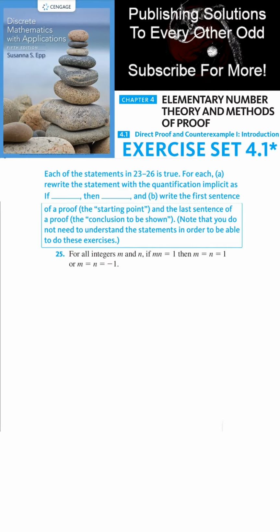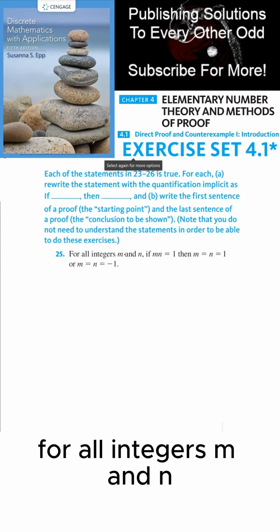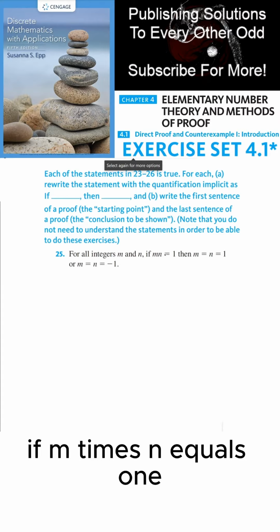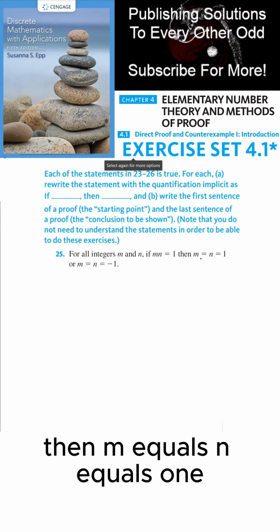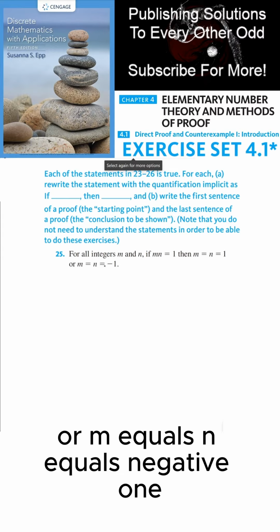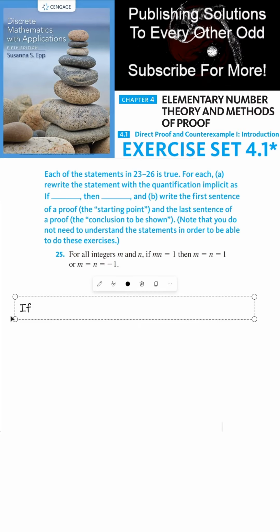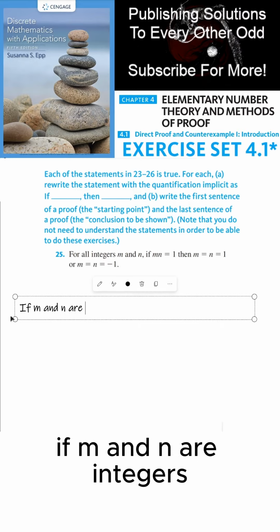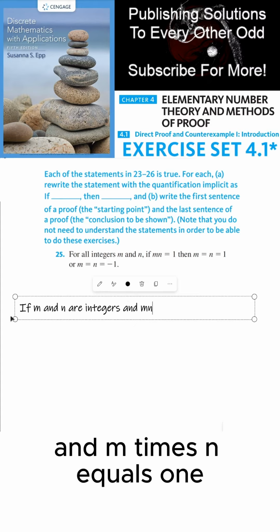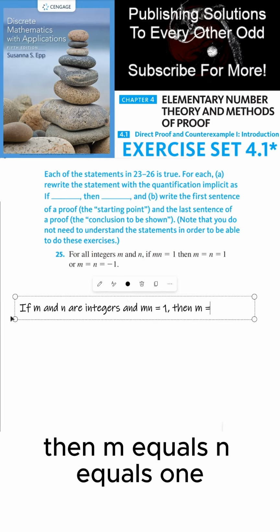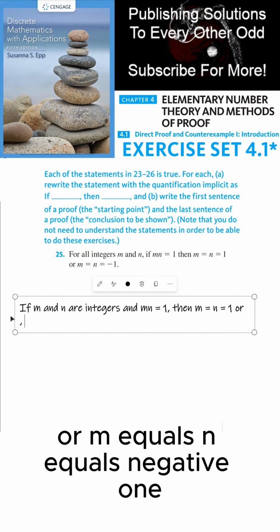these exercises. So the statement is, for all integers m and n, if m times n equals 1, then m equals n equals 1, or m equals n equals -1. So if we want to embed the quantification in the implication, we would say, if m and n are integers, and m times n equals 1, then m equals n equals 1, or m equals n equals -1.